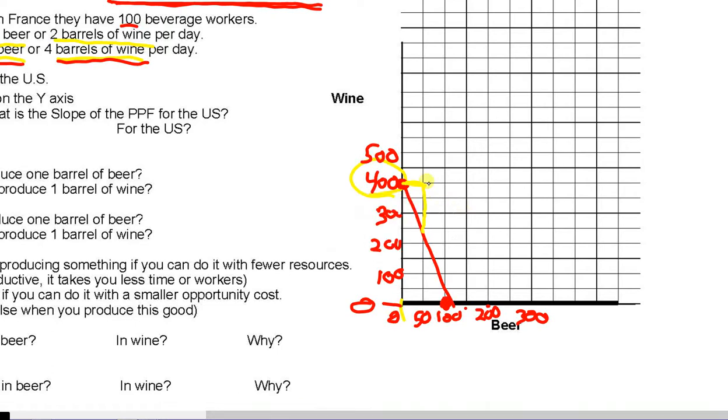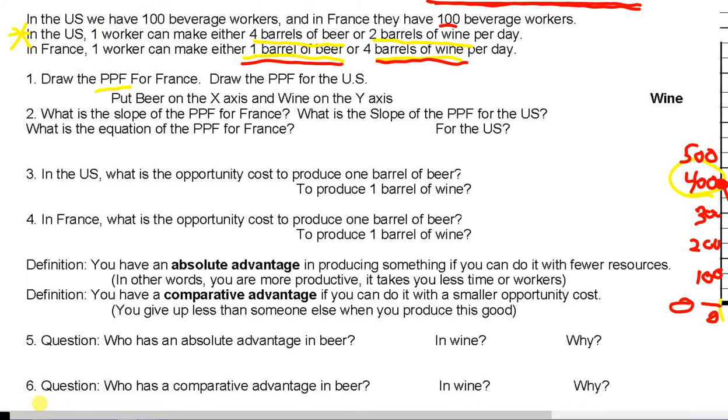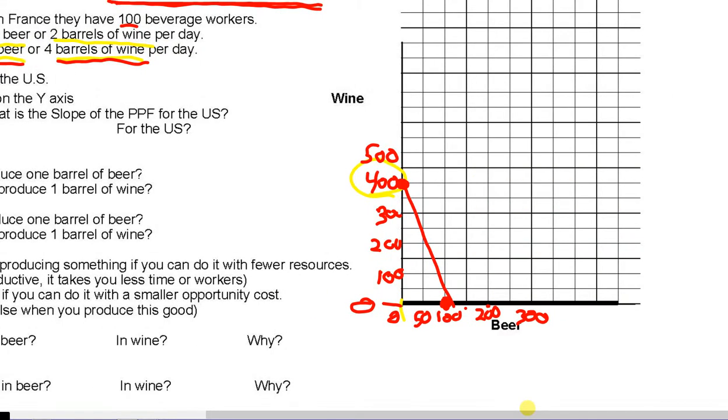So let's draw the production possibilities frontier for the United States. In the U.S., each worker can make 4 barrels of beer or 2 barrels of wine. All right, well, let's go over here and draw that. If all 100 workers make beer, and we'll use blue here for the United States, then 100 workers making 4 barrels of beer apiece will be over here at 400 barrels of beer if they send no workers to produce wine.